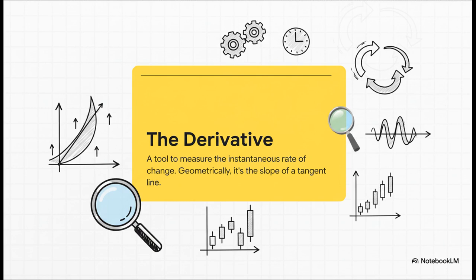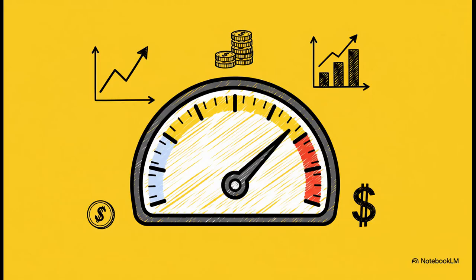Now forget all the complex formulas you might remember from school. The only thing you need to grasp is that a derivative is a tool that tells you the exact rate of change at a single, specific moment in time. It's like a superpowered magnifying glass for speed. Actually, here's an even better way to think about it. A derivative is basically a speedometer for your stock.